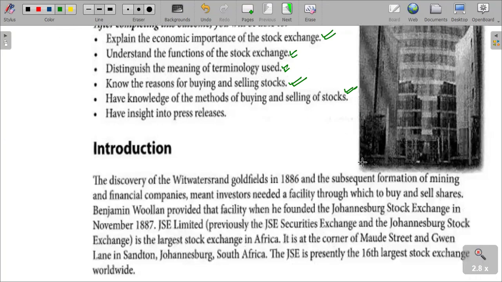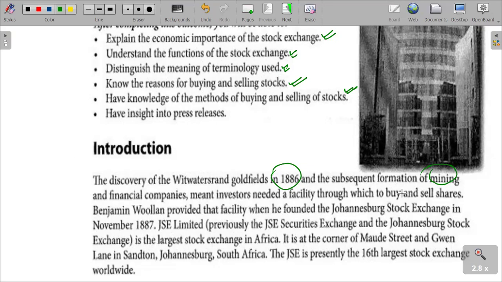I've just made this introduction. The discovery of gold in Witwatersrand and the Goldfields in 1886, and the subsequent formation of mining and financial companies. I'm sure that you understand the importance of mines, our natural resources, minerals being one of the most important. And the financial companies meant investors needed a facility through which to buy and sell shares.